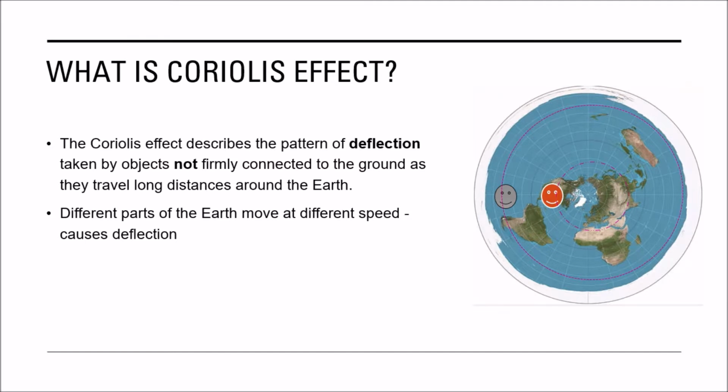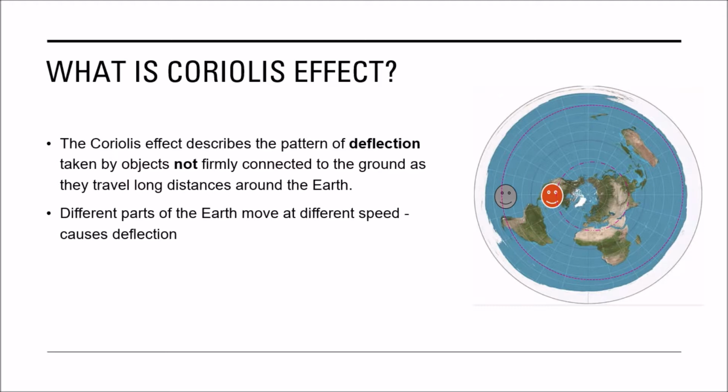It is what makes things like planes or currents of air traveling long distances around the Earth appear to move at a curve as opposed to a straight line. It is not a real force, but what we call an apparent force, because it all depends on your point of view and whether you're looking down from above or vice versa. It is a peculiar phenomenon, but the cause is very simple. It's because different parts of the Earth move at different speeds.